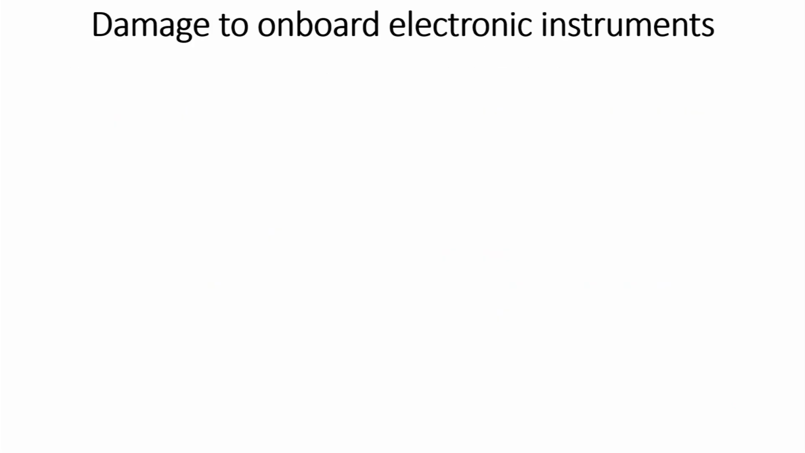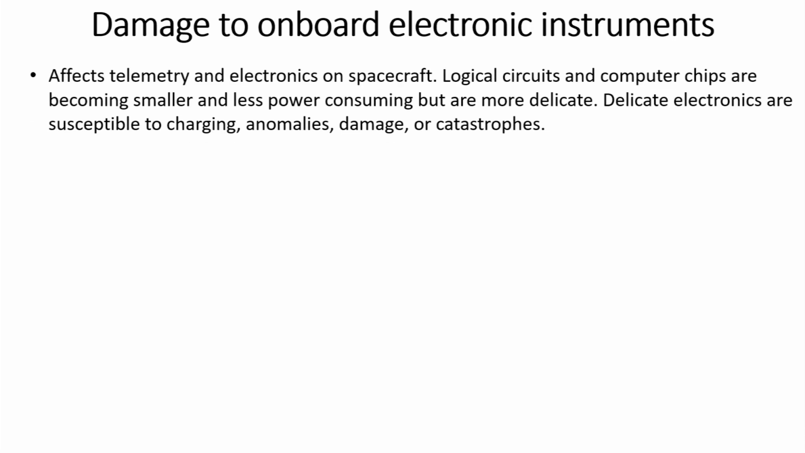Okay. Now, let us see the damage to onboard electronic instruments. Whenever there is a discharge, it will create a lot of noise and distortion, or it can damage the circuit. It affects the telemetry and the electronics on the spacecraft. Even the logic circuits and computer chips are becoming smaller and lower power, and they are very delicate. Delicate electronics are very susceptible to charging anomalies, damage and catastrophes.